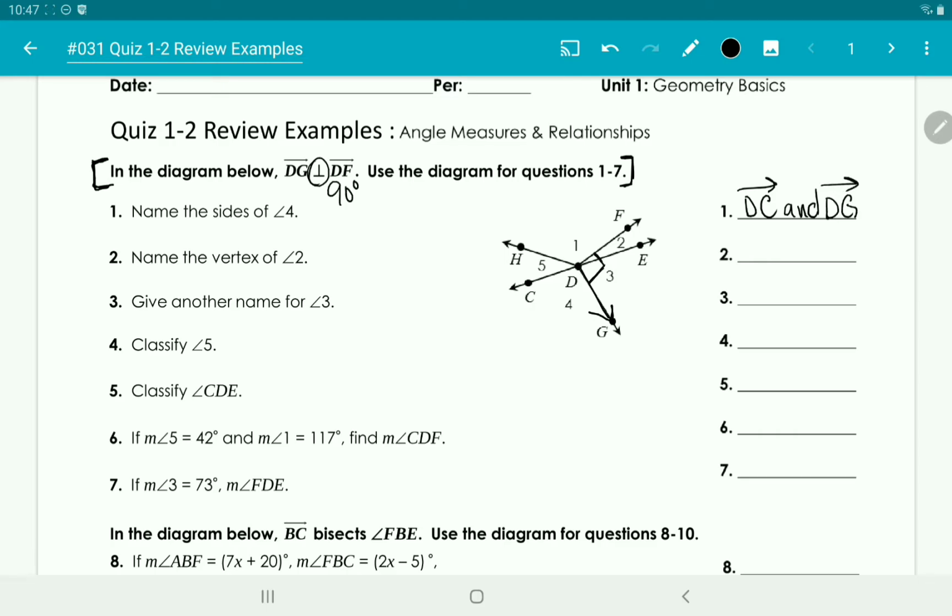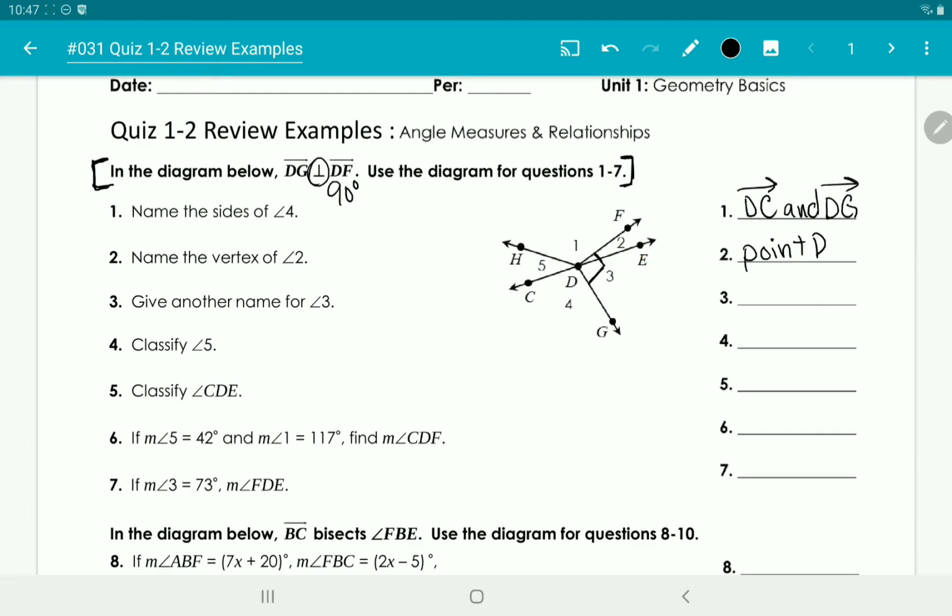Number 2 says to name the vertex of angle 2. For angle 2 here, the vertex would be the point at which the two rays meet, so it would be point D. Okay.